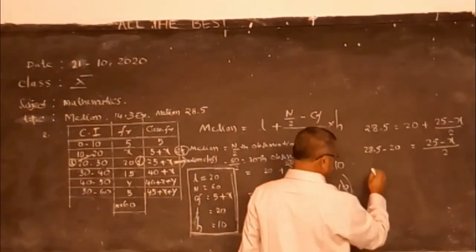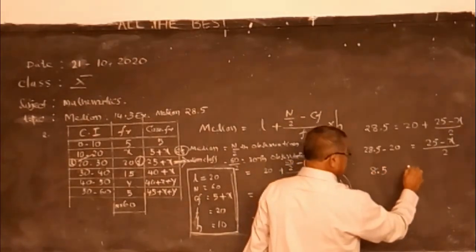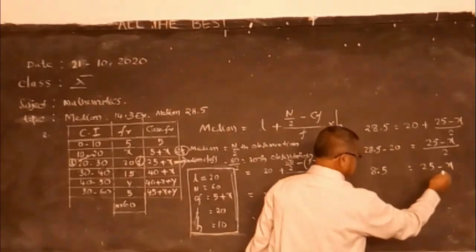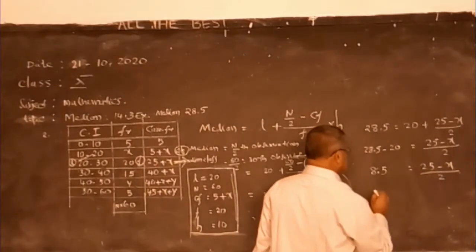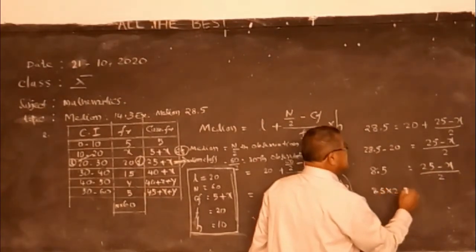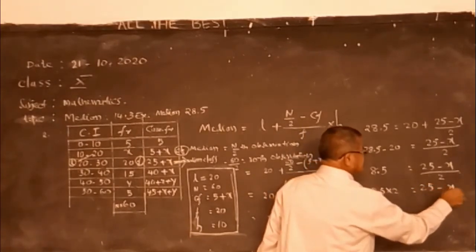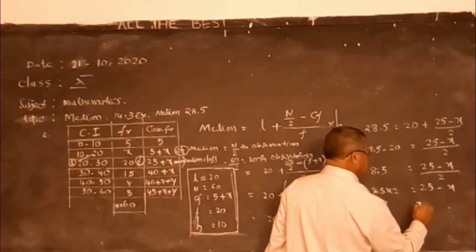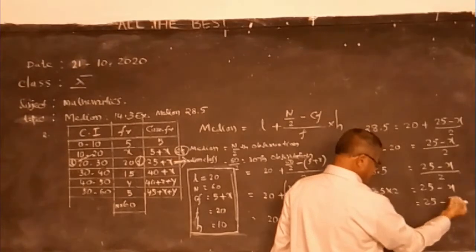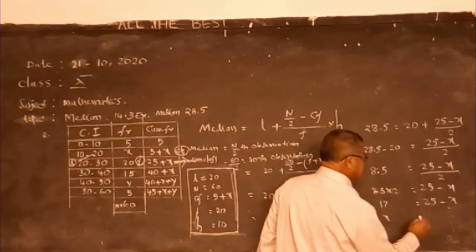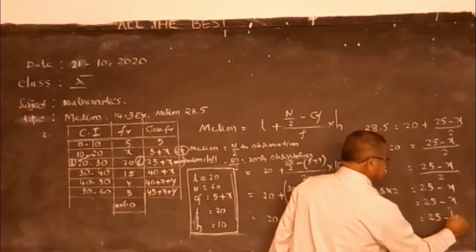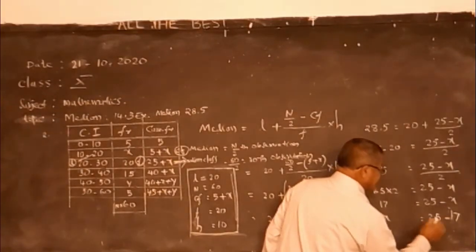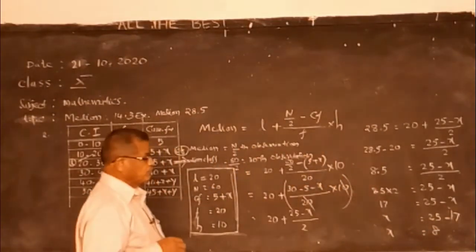So this is 8.5. 8.5 is equal to 25 minus x by 2. The 2 will come this side as multiplication. So 8.5 into 2 is equal to 25 minus x. So 17 is equal to 25 minus x. Minus x will come this side as plus. So x is equal to 25 minus 17, which is 8. So we know the x value is 8.